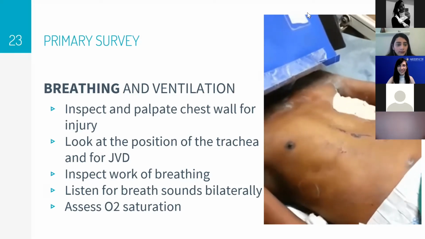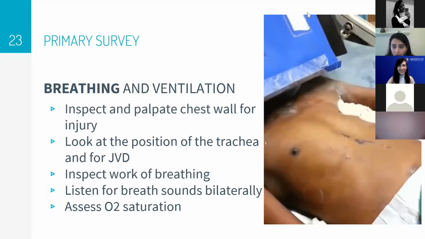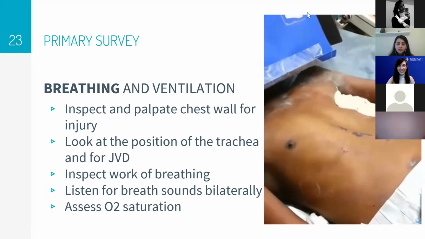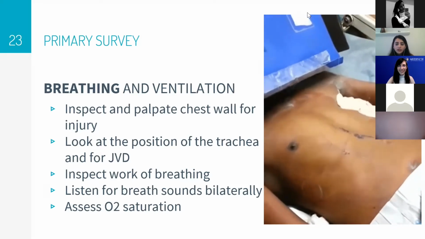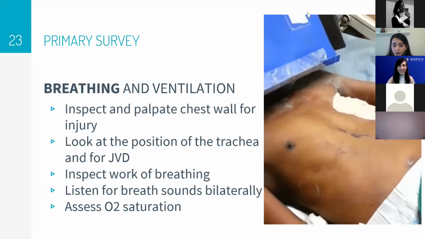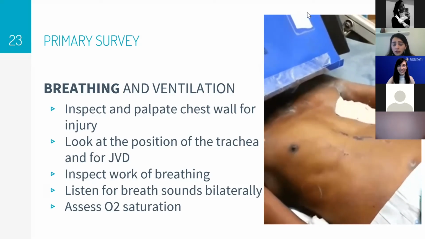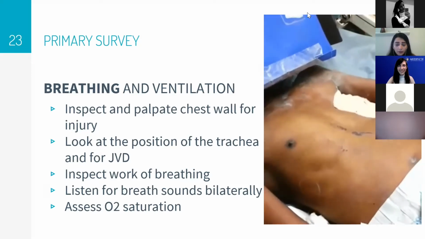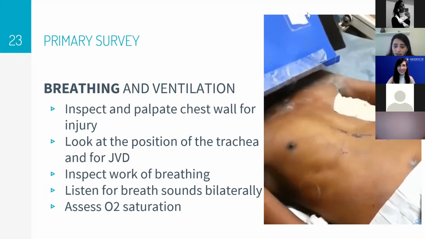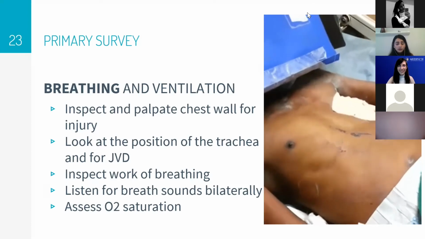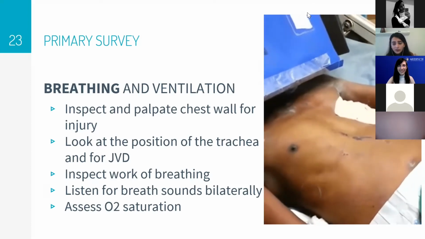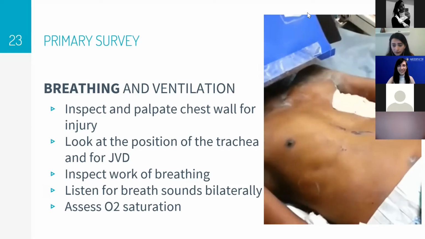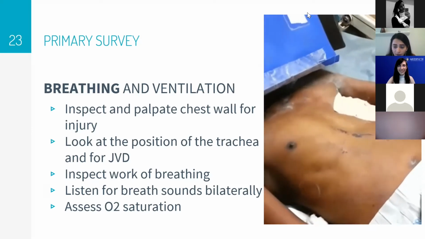So in B, we look at breathing and ventilation. You want to inspect and palpate the chest wall to look for any injury. Look at the position of the trachea, look for tracheal deviation, look for JVD. Inspect the patient's work of breathing. Are they breathing fast? Are they breathing very slowly? You might need someone to hold the C-spine while you remove the cervical collar and look for any injury to the neck.